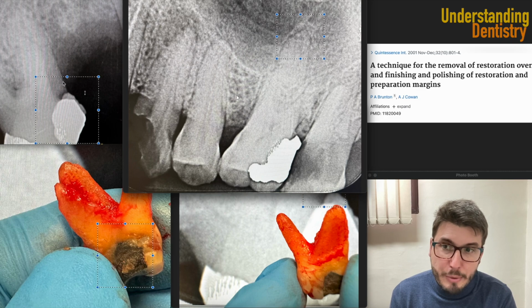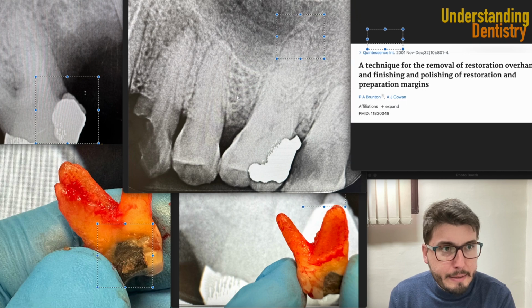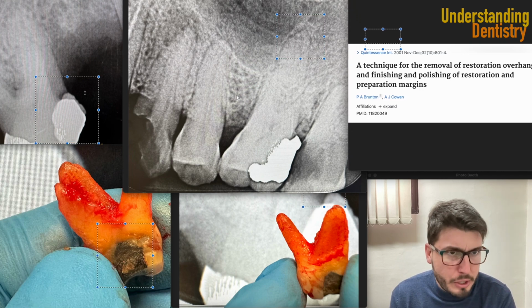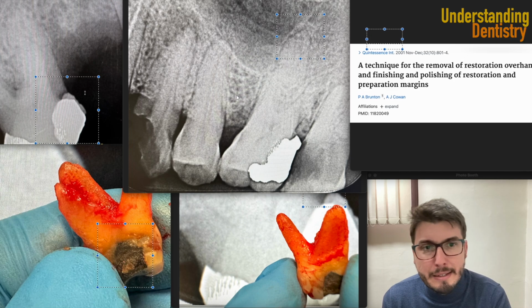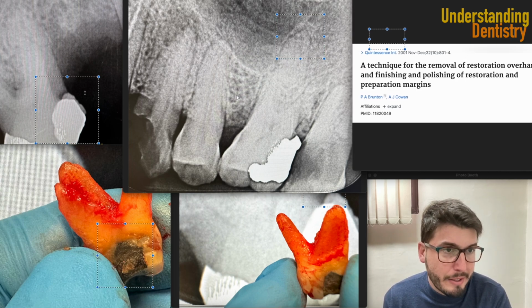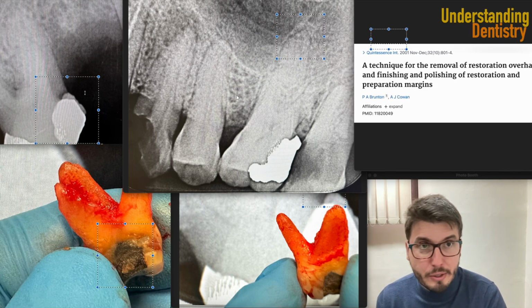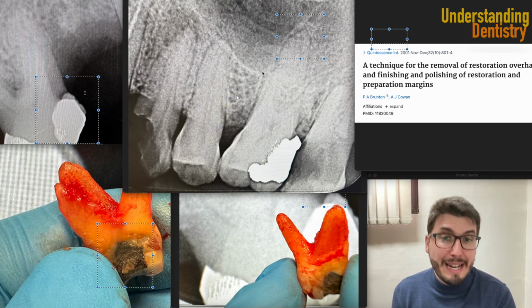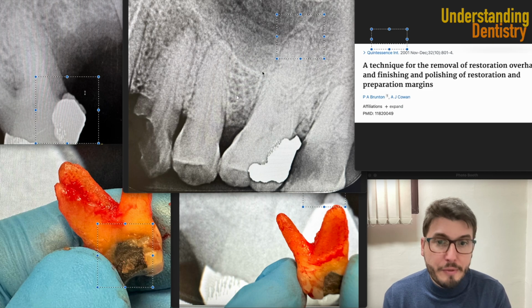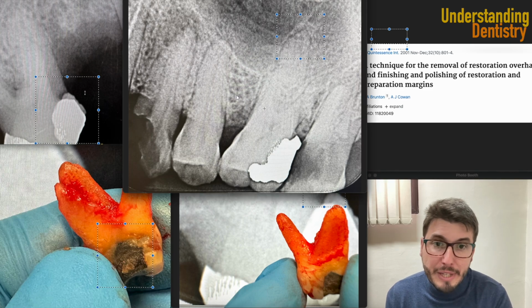Now, in cases where we do not need to extract, please take a look at this recommended reference, where we describe a method from many years ago using a multidirectional handpiece. It's a method described to try to remove the overhangs of restorations and even finish and polish restorations and preparation margins. So in the literature you could find some solutions. If you have direct access to the mesial and distal surfaces, then you could of course try to polish. But in cases like this, for example, of course not.